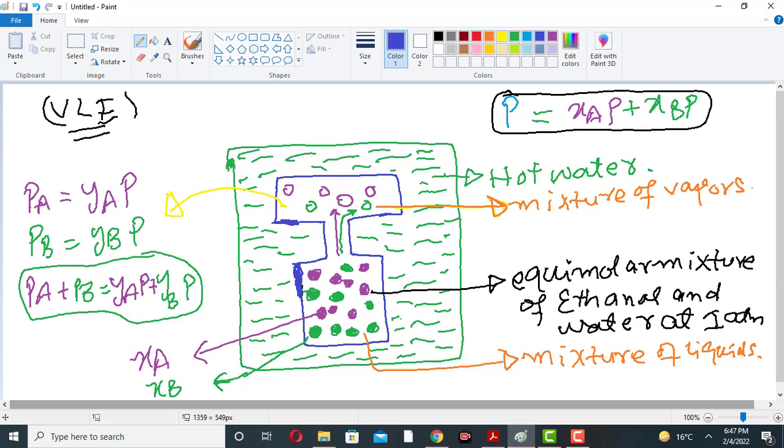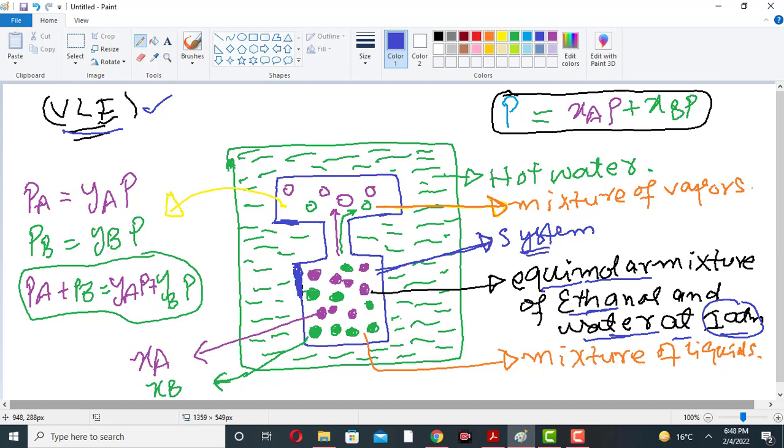In this lecture we will discuss vapor-liquid equilibrium. Suppose we have a system in which an equimolar mixture of ethanol and water is present at 1 atmospheric pressure. So this is our system in which equimolar ethanol and water is present.